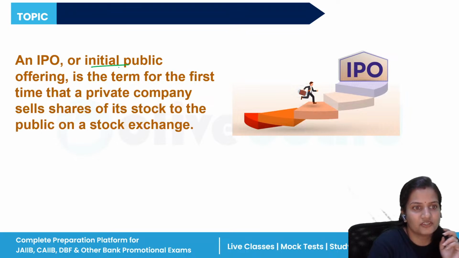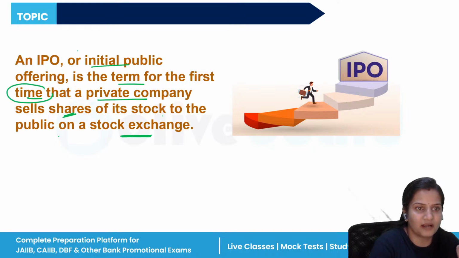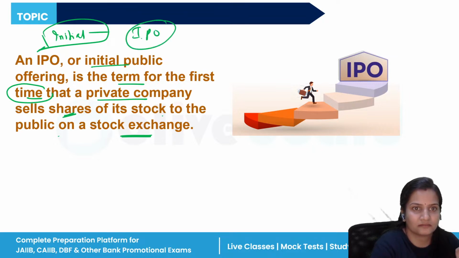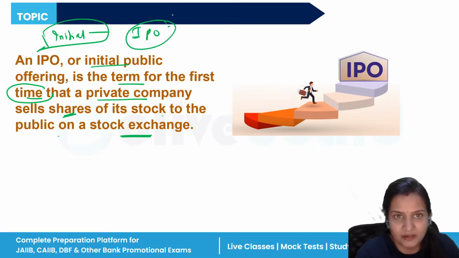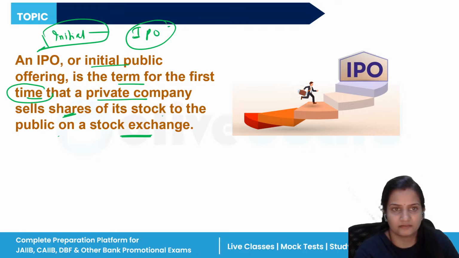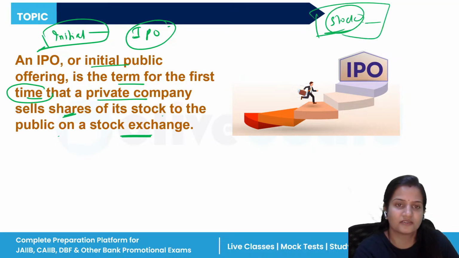An IPO, initial public offering, is the term for the first time that a private company sells its shares to the public on a stock exchange. It is the first time, that is why I stands for initial. You have seen many different companies' IPOs coming. You might be hearing all these things in your daily life. If you are a little bit related to the stock exchange, if you are interested in such kind of shares or stocks, then you have heard all these things.